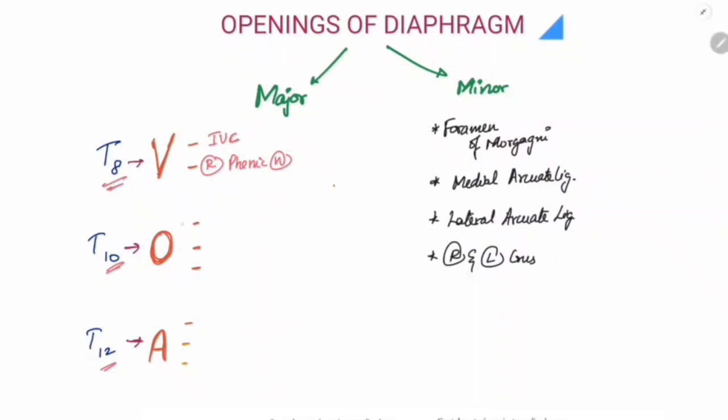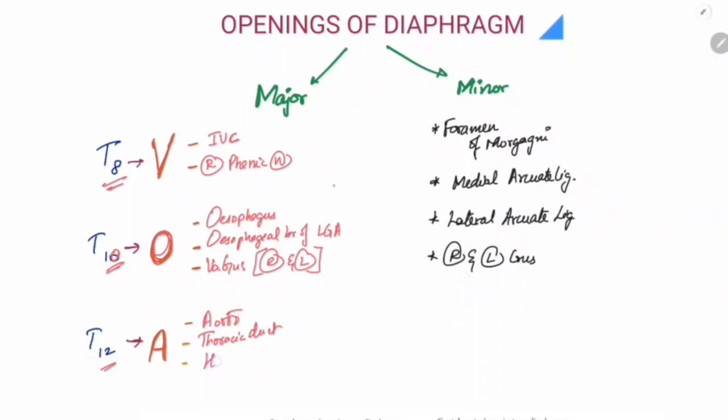Next T10 vertebra. So easy ஞாபகம் வச்சுக்கிறதுக்கு இந்த 0 பார்க்க O மாதிரியே இருக்குல்ல. So remember O for esophagus, esophageal branch of left gastric artery, and remember vagus, right and left. So both trunk of vagus வந்து it passes through esophageal opening. Next A for aortic opening at the level of T12. அதுல மெயினா aorta போகும், அது கூடவே ஒரு green structure that is thoracic duct and hemiazygos vein. Hemiazygos vein வந்து it can also pass through the left crus.